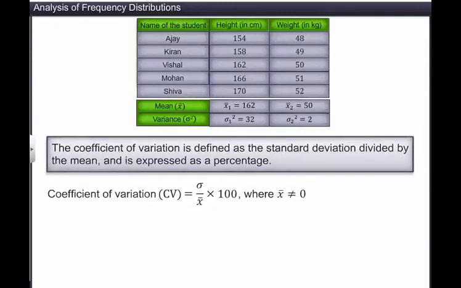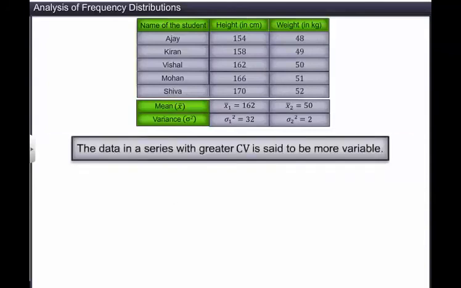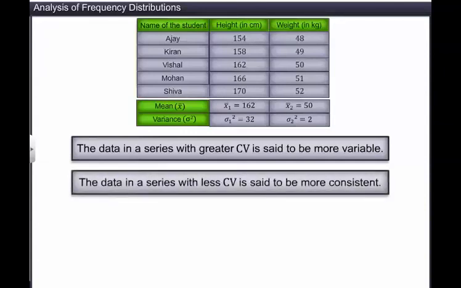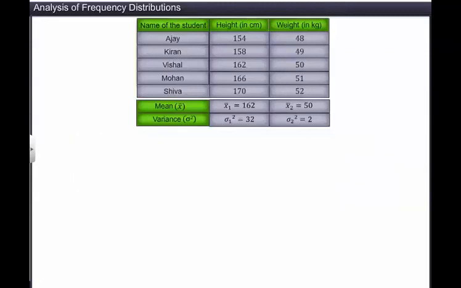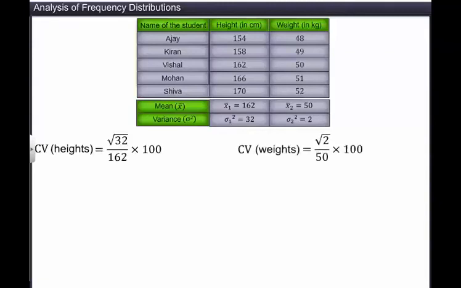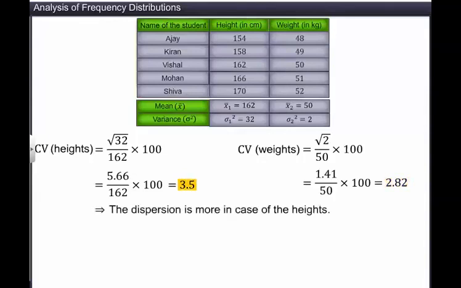The data in a series with greater CV is said to be more variable, while the data in a series with less CV is said to be more consistent. Let's find the coefficients of variation for the given data. The coefficients of variance of the heights and weights are obtained as shown. They are obtained as 3.5 and 2.82 respectively. The CV of the heights is more than the CV of the weights. This implies that the dispersion is more in case of the heights.